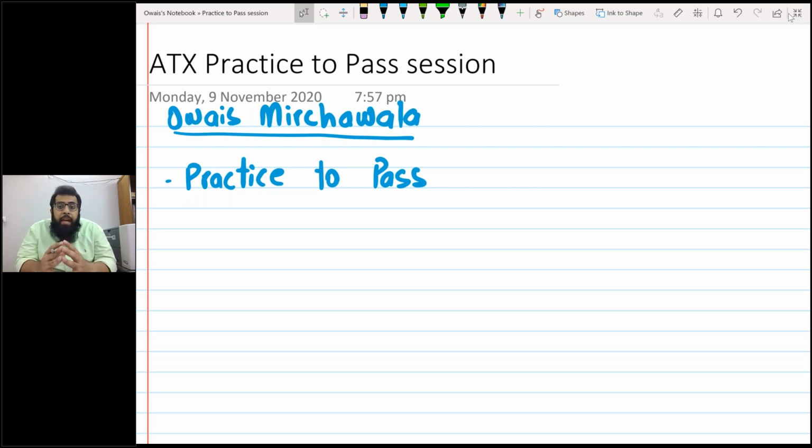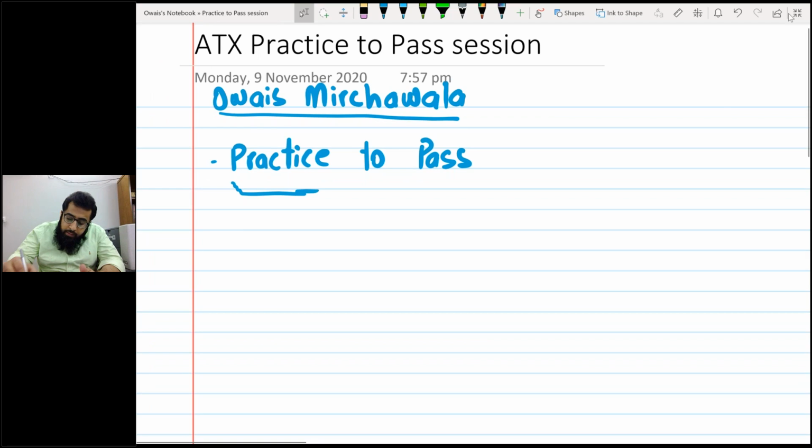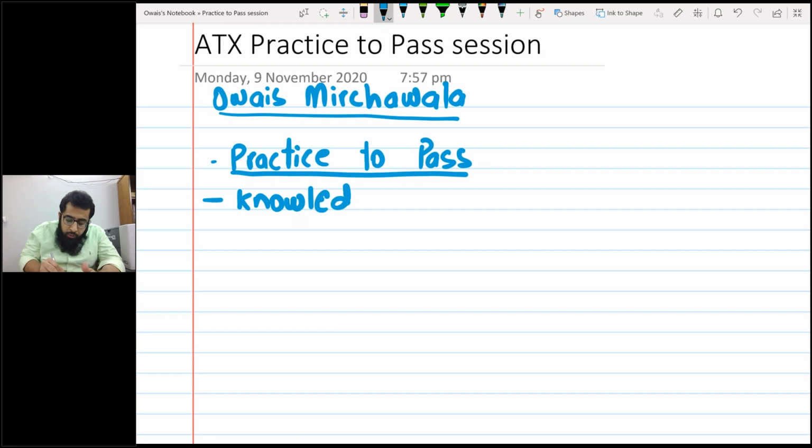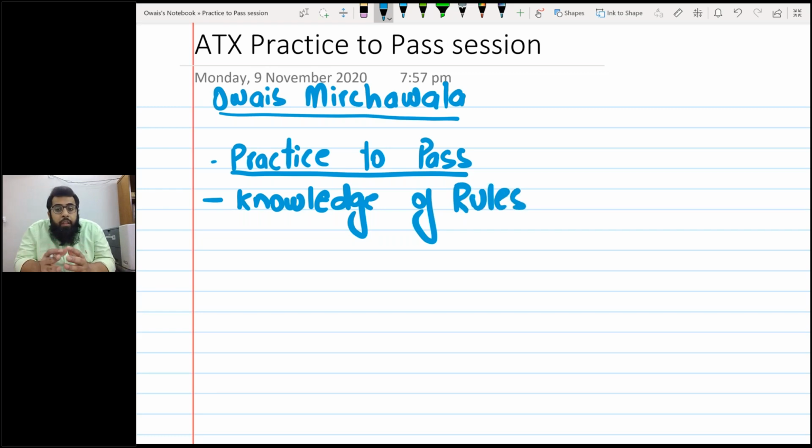If a student asks me, sir, with your experience, why do the students fail in this exam? What is the reason for the failure? My advice to my students is that for advanced taxation, there are 2 elements to pass the exam. One is knowledge of rules. You need to learn rules, which is, I think, the easier part. You can easily learn the rules. That's not a difficult part.